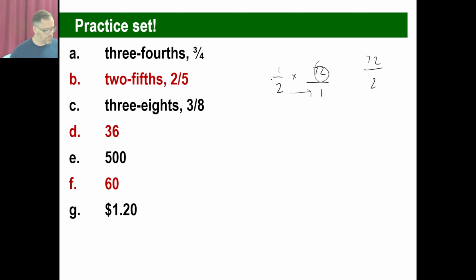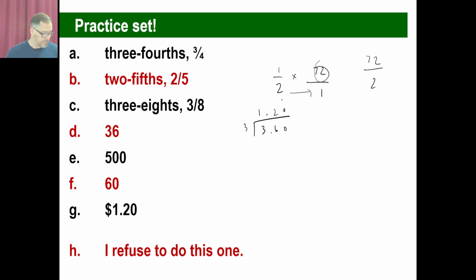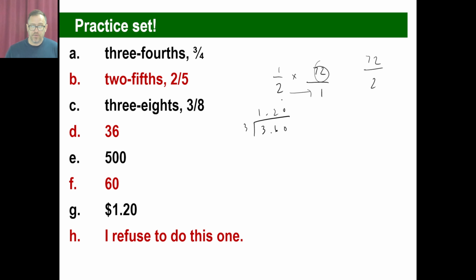All right. For E, 1/2 of 1,000, 500, of course. 1/3 of 180, well, you're going to divide by 3. 180 divided by 3 is 60. How much money is 1/3 of $3.60? You're just going to divide $3.60 by 3. So if you want to do it, just go like this. 360, put your decimal and 120. There you go, $1.20.